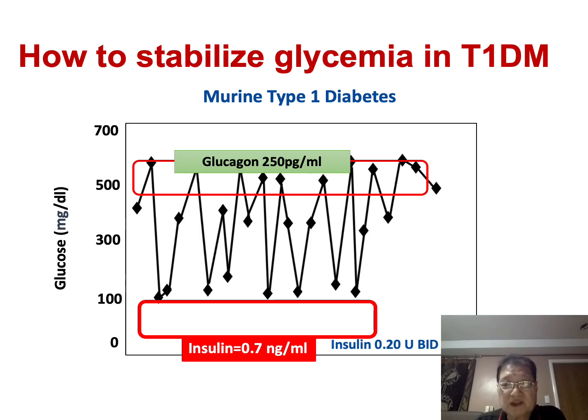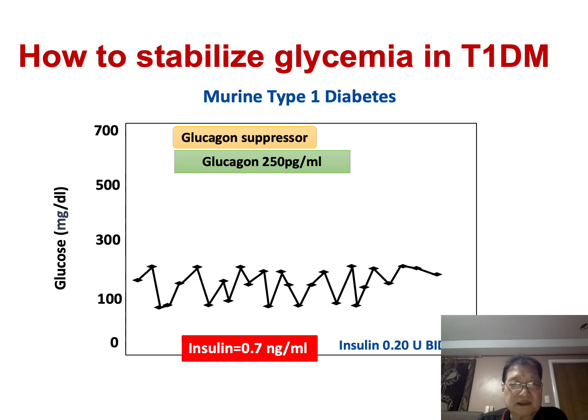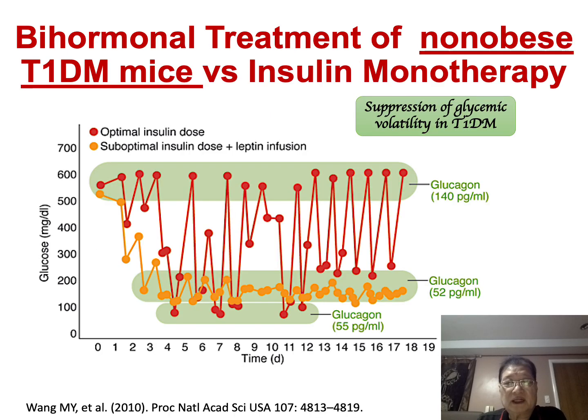One remedy is to use a glucagon suppressor other than insulin, and perhaps then you can change and duplicate the normal glycemic pattern by using glucagon suppressor. And again, this is by hormonal treatment.